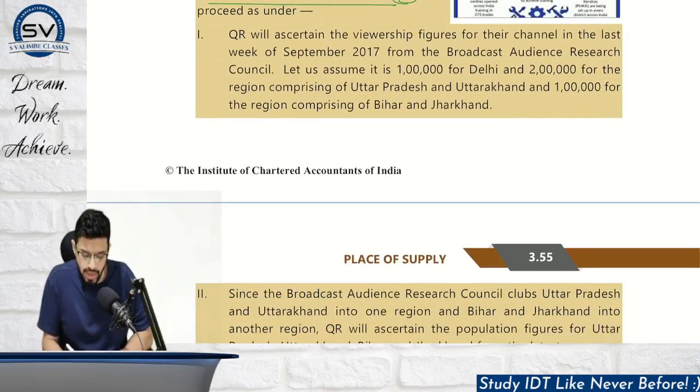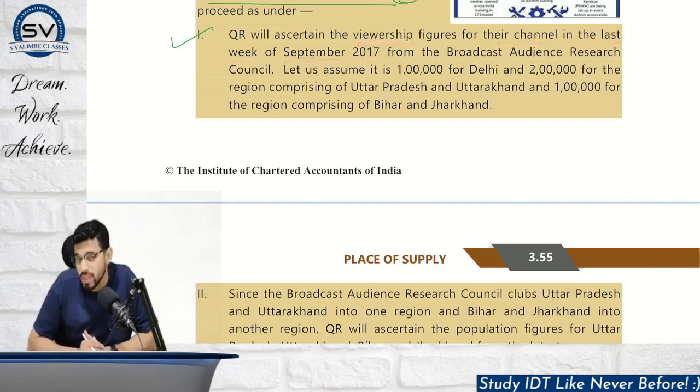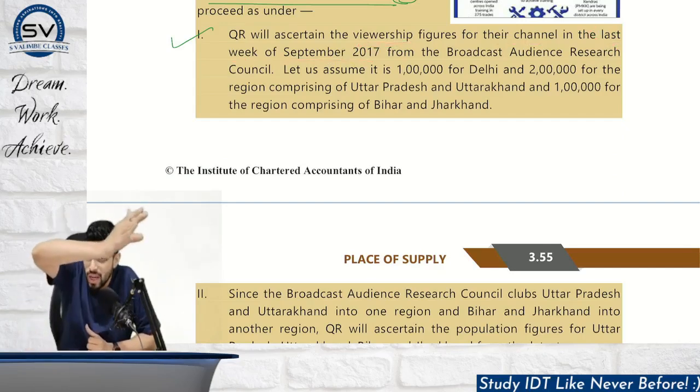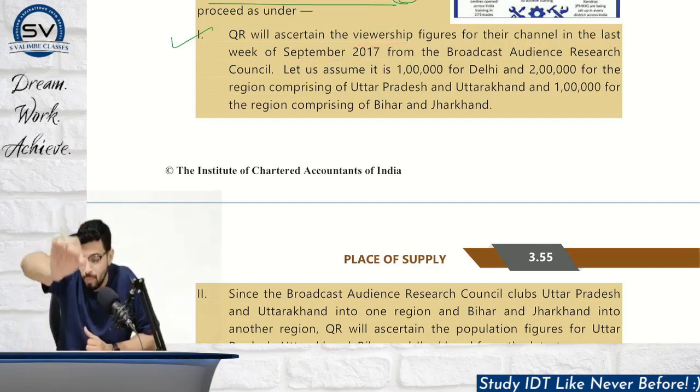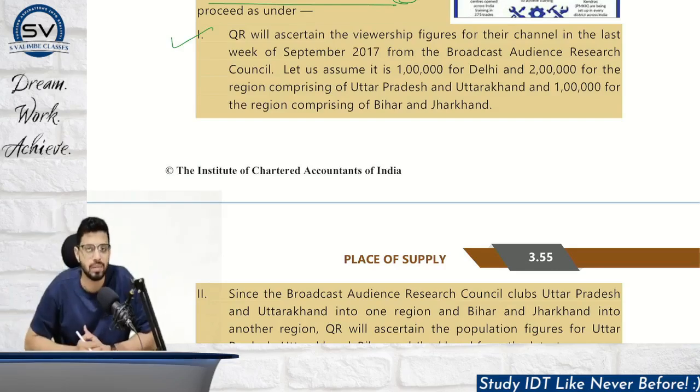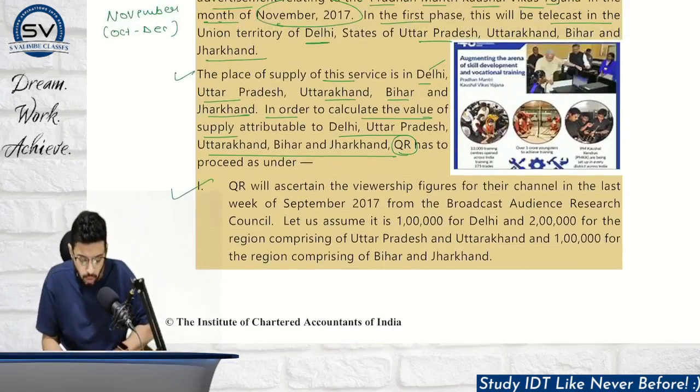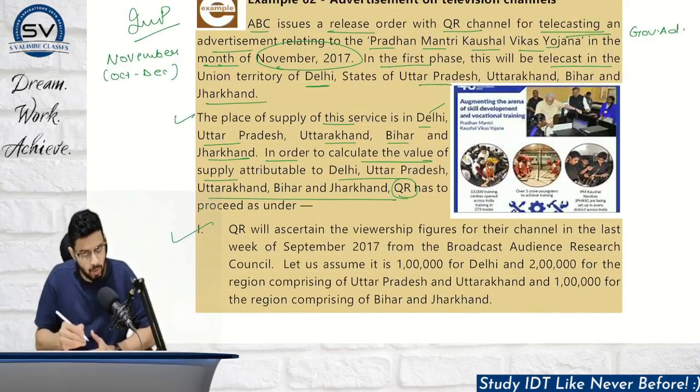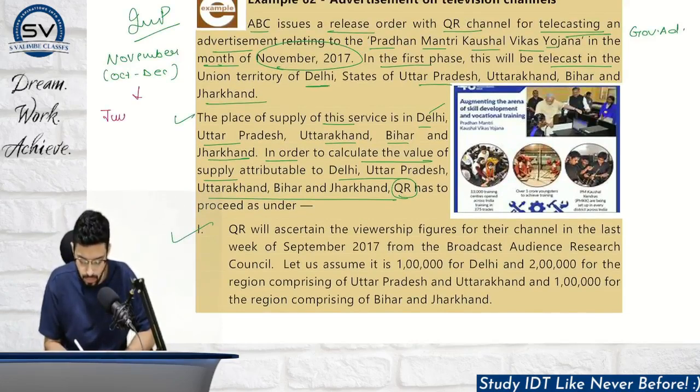Now, in order to calculate the value of supply with respect to these 5 states, QR, that is the supplier, has to proceed as under. First, ascertain the viewership figures for their channel in the last week of September. Sir, why did you take September? Because, as I just told you, go to the last quarter and pick the last week of the last month. So what is the quarter before October, November, December? Sir, the earlier quarter will be July, August, September. What will be the last week? This will be the last week of September.